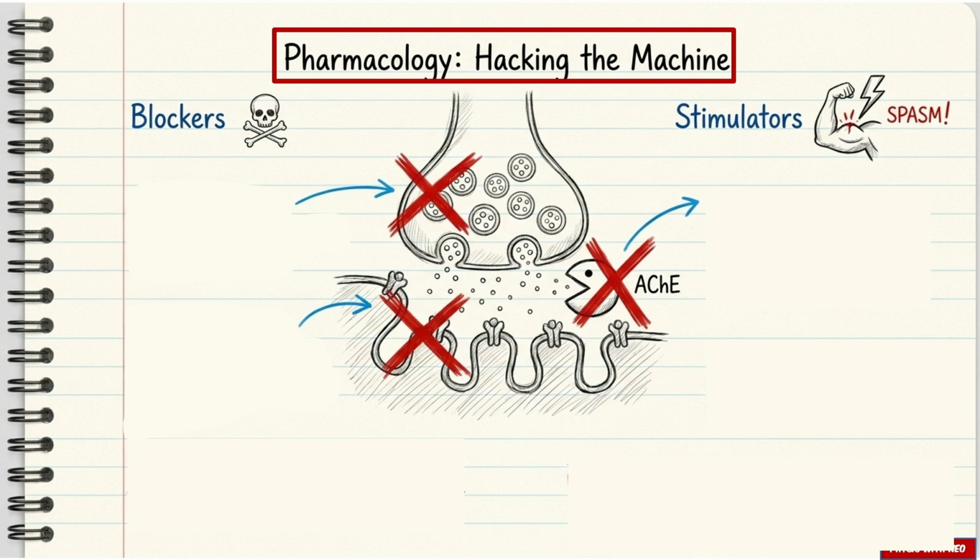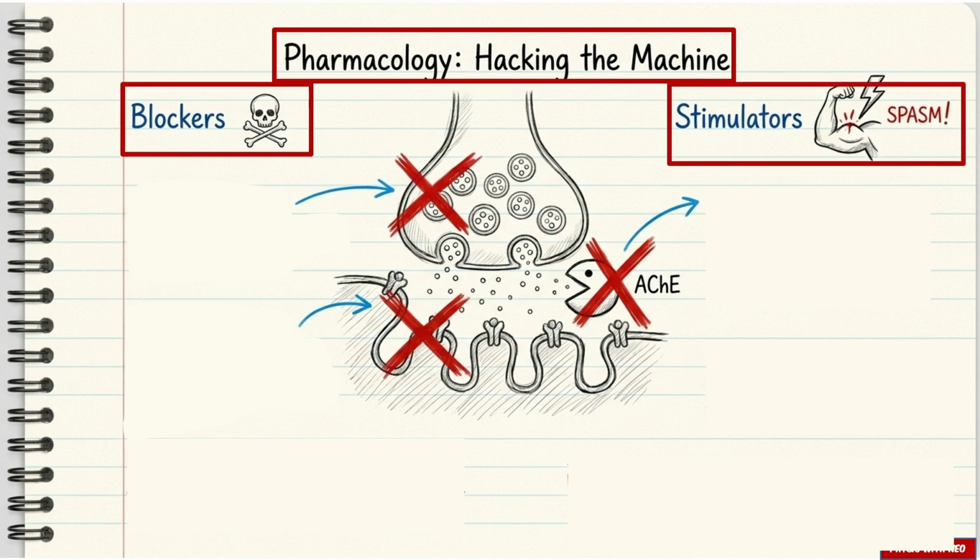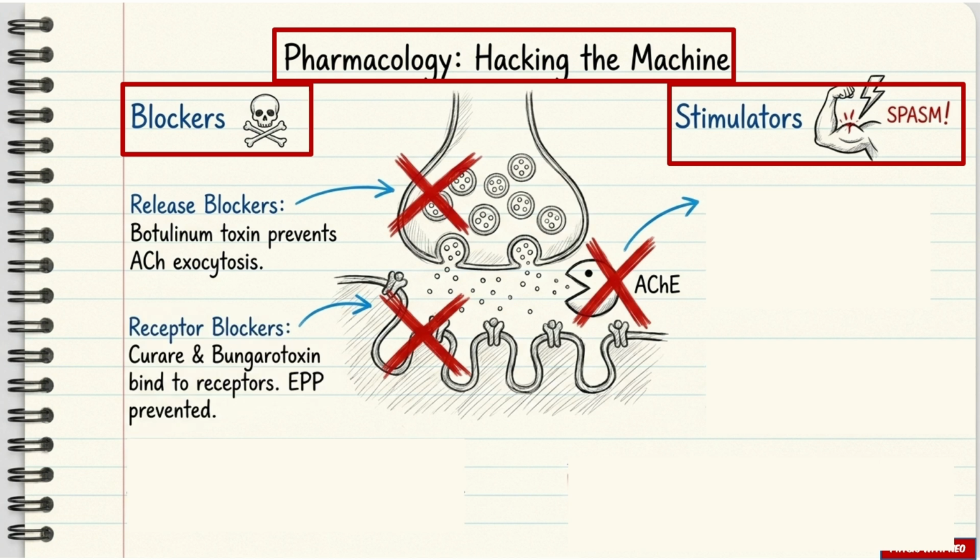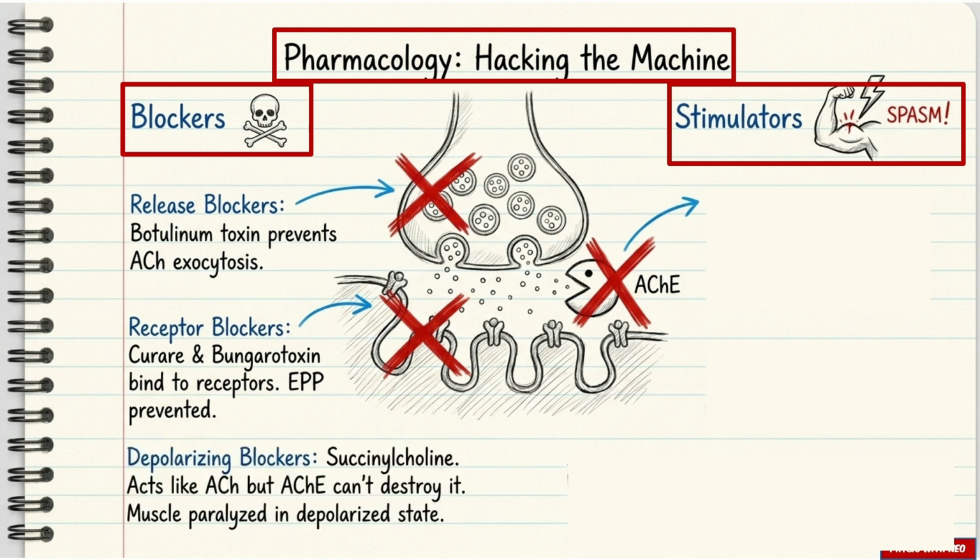Divide everything into only two groups: blockers and stimulators. Blockers come in three forms. First are the release blockers. Here, botulinum toxin prevents acetylcholine exocytosis. Next are the receptor blockers. Curare and bungarotoxin bind to the receptors and the end plate potential is prevented. And third are the depolarizing blockers. Drugs like succinylcholine act like acetylcholine, but acetylcholinesterase can't destroy it, so the muscle is paralyzed in a depolarized state.